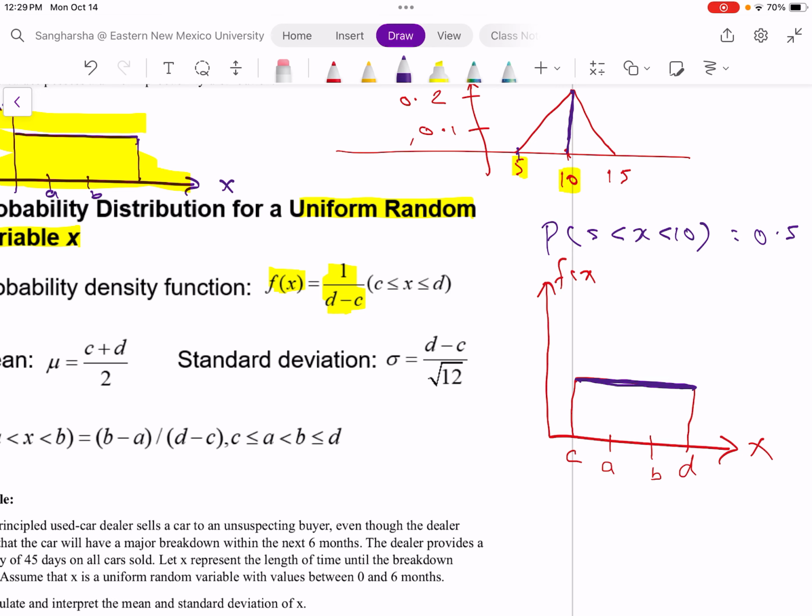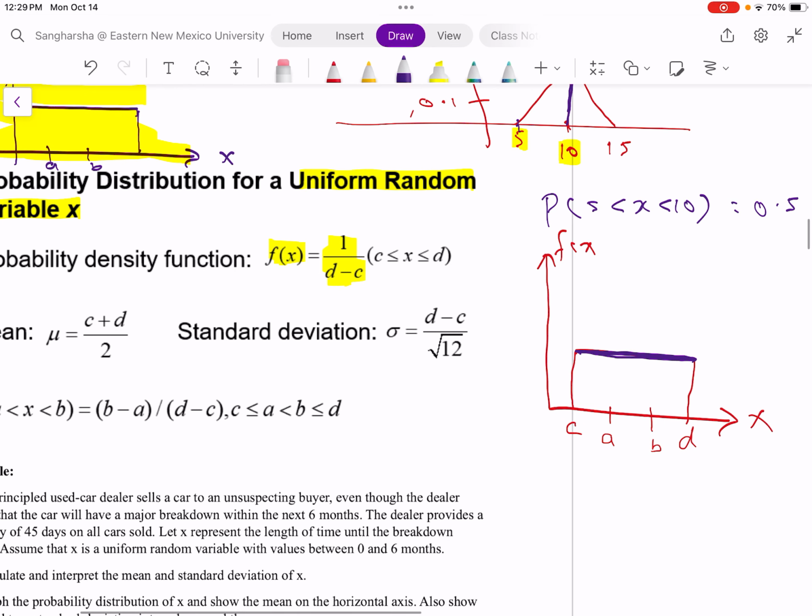Now, if we have this uniform random distribution, then f of x is 1 over d minus c. Now, what does f of x give us? Why do we want to find f of x?